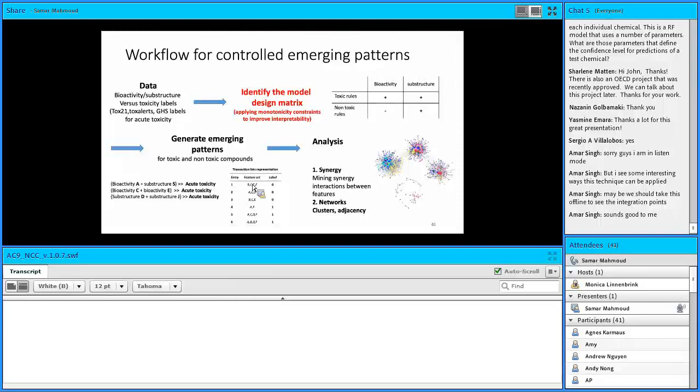And the overall workflow: we took the data, generated the rules, and applied constraints where toxic rules are described by the presence of bioactivity and the presence of a substructure, whereas non-toxic rules are represented by the absence of the bioactivity and the presence of the substructure. These rules have been analyzed in two key ways, mainly by looking at the synergy between condition pairs, and also looking at the rule networks, where we analyze clusters of rules and the adjacency of features in the rules.